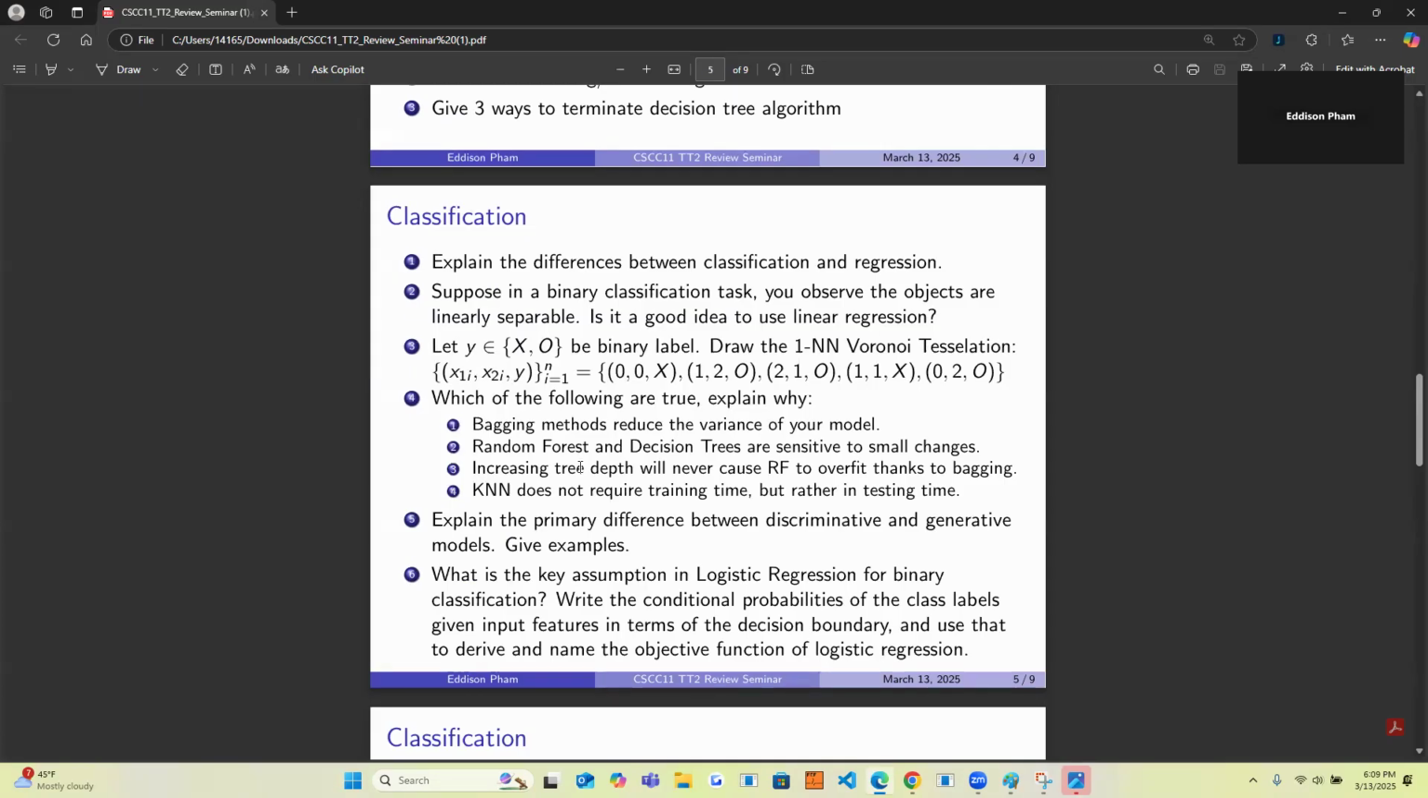Can anyone explain to me the difference between classification and regression? I believe I discussed this in the previous review seminar. There are two main keys to distinguish a classification algorithm and a regression algorithm. Yes, discrete. And what else? Correct, regression is continuous. However, remember in the previous review seminar, I showed cases where your classification could also take in continuous numbers as well.